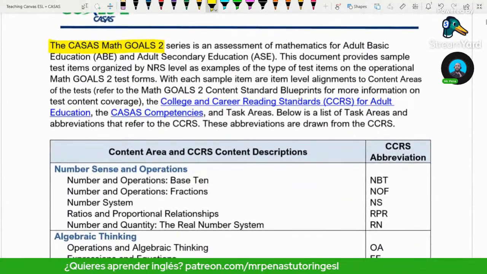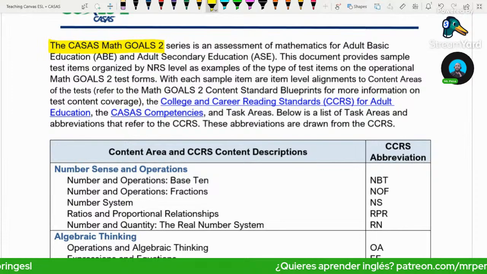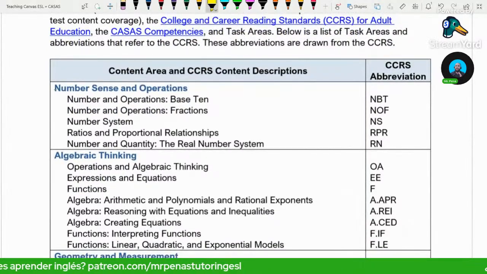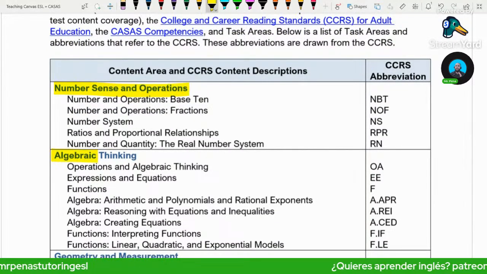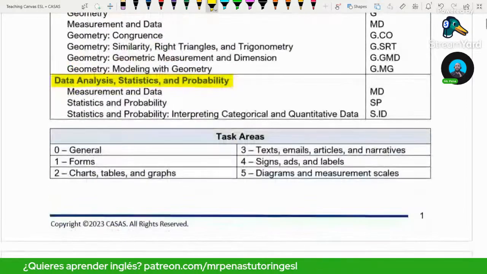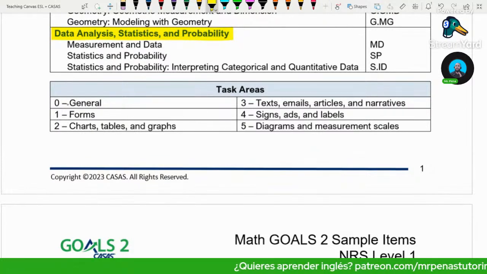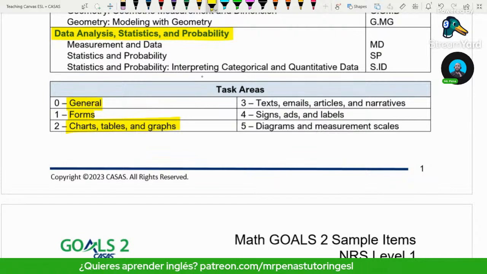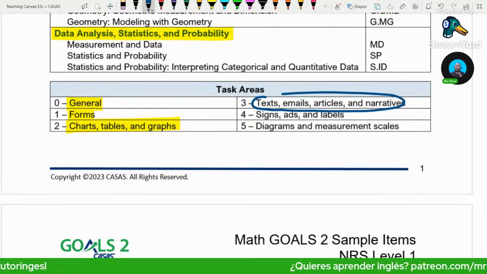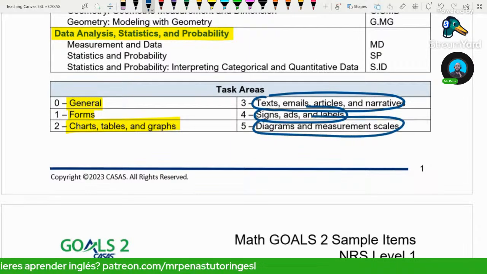With each sample item are item level alignments to content areas of the tests. Below is a list of task area items and abbreviations that refer to the CCRS, which is the College and Career Readiness Standards for Adult Education. These abbreviations are drawn from the CCRS: number sense and operations, algebraic thinking, geometry and measurement, data analysis, statistics, and probability. So we are going to be working with three different task areas, which are general, forms, and charts, tables and graphs. Remember that the general includes texts, emails, articles, and narratives. The forms include signs, ads, and labels. Charts, tables, and graphs include diagrams and measurement scales.